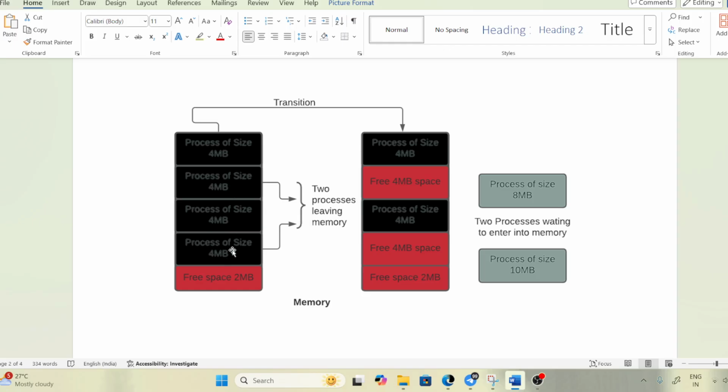Now the work of these two processes is completely done. Now we have 4 MB of space here, because these two processes have completed their work. Now we have a free space of 4 MB plus 4 MB plus 2 MB. कितना हो गया? 4 4 8 2 10. So we have 10 MB of space. Now let's suppose there is a process which wants to enter the system, but it requires 8 MB of space. Or let's suppose another process wants to take the RAM, and it wants 10 MB of space.